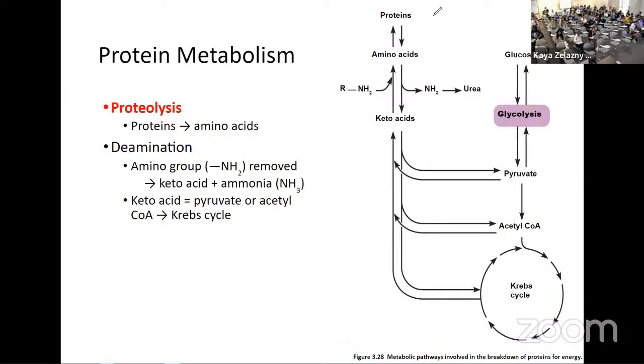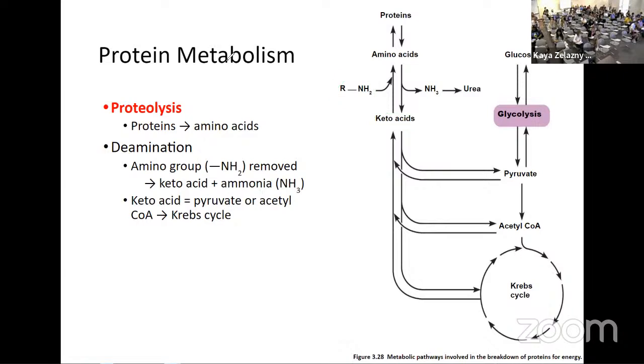Okay. So we're going to first deaminate. So we're going to remove the amino group. Right. So that's what happened here. We took the amino group off. Okay. It's going to leave us with keto acids. Okay. Our keto acids are going to become essentially pyruvate or acetyl-CoA, and they're going to go into the Krebs cycle.